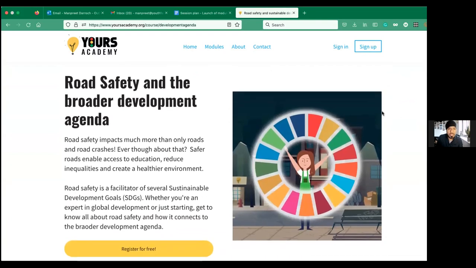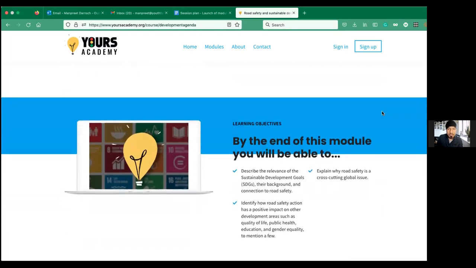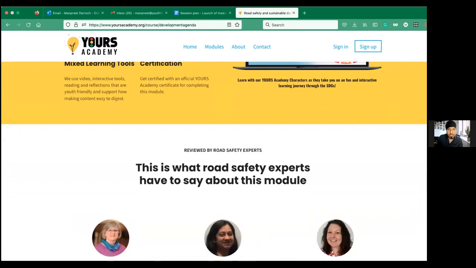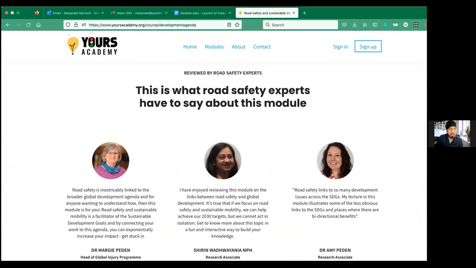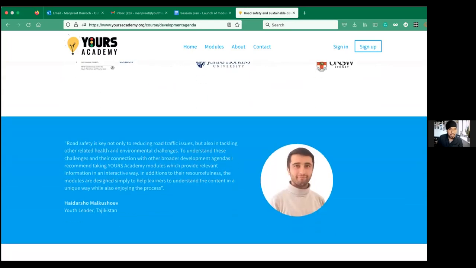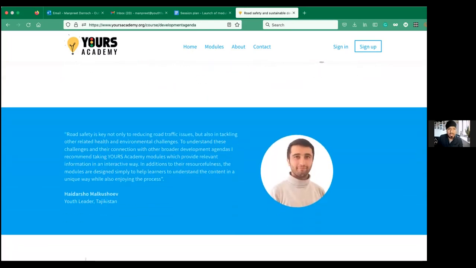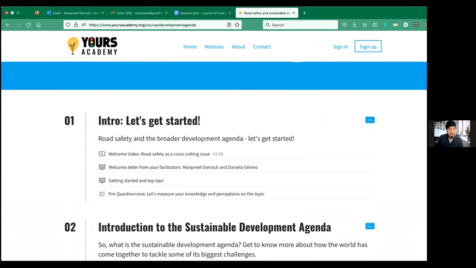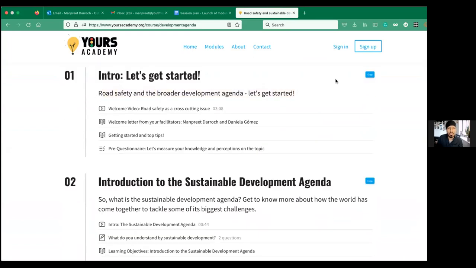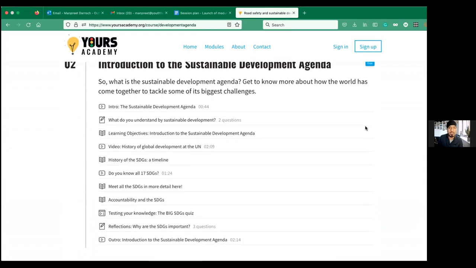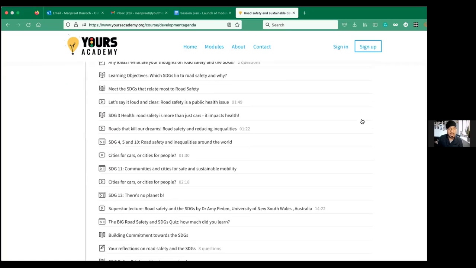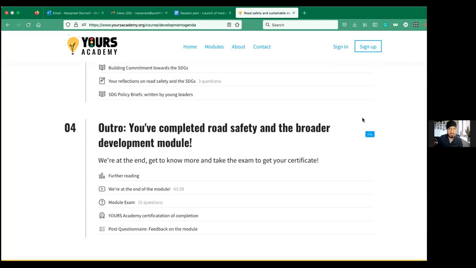And here you see road safety and the broader development agenda, a little bit about what the module is, the learning objectives that I already shared with you, what you can expect from the module. We have our three experts who have reviewed and contributed to it, giving us their feedback. Thank you to Haidar Show for his comment that Danny read out a little bit earlier on. That's our youth leader. And then you see all the different content, from introducing you to the sustainable development agenda, looking at what the SDGs are, how they link to road safety and which SDGs do that, and then a little bit about getting your certificate.